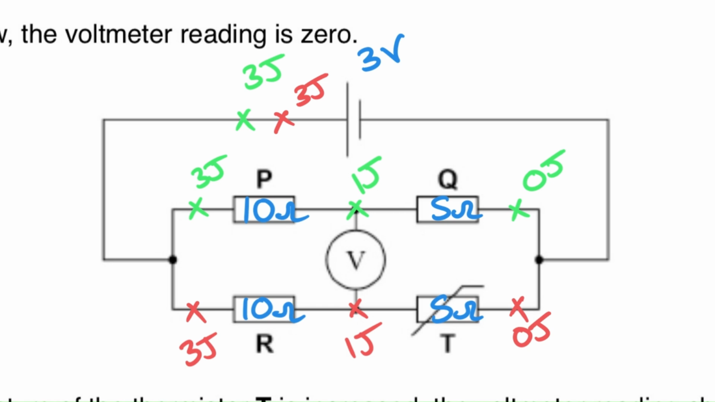It's currently 5 ohms, but let's change the resistance to something lower, like 1 ohm. What would I need to do now to R to keep the ratios at a 2-to-1 type ratio? Well, I would need to drop the resistance R down to 2 ohms, and then I've got that 2/3, 1/3 scenario again. And that would keep the voltmeter reading 0 volts.